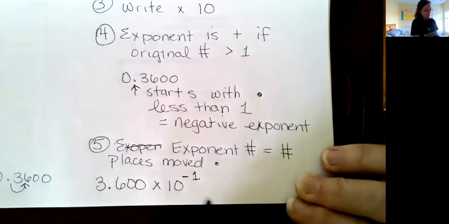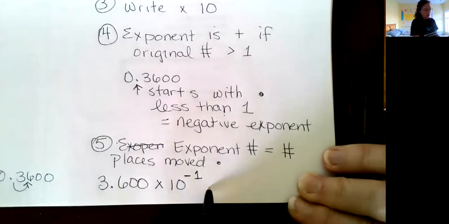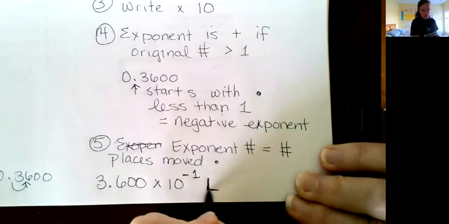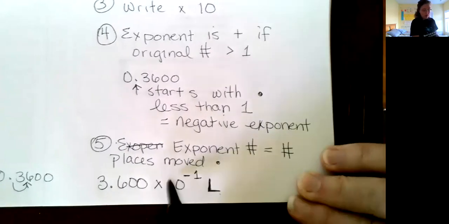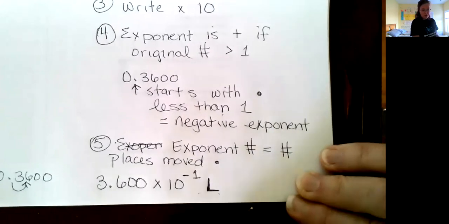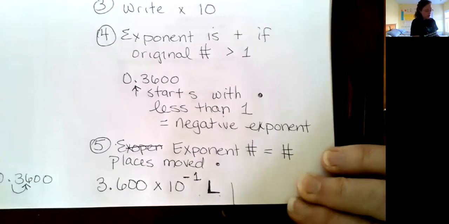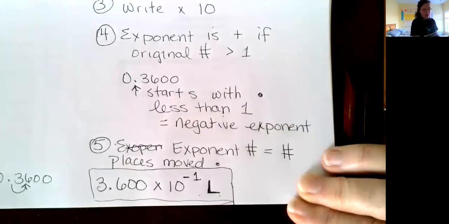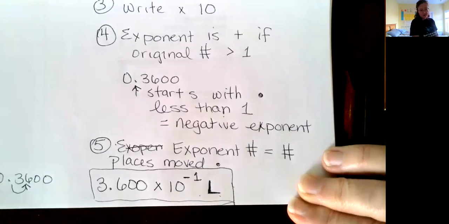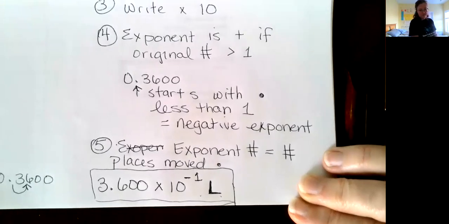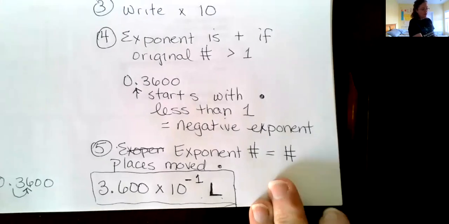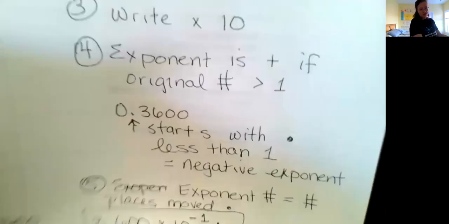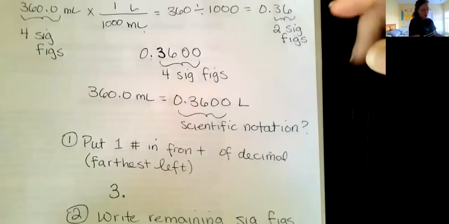Now here's the interesting part. We didn't talk about this before. Now we need to talk about the unit. The unit for this problem was liters. Notice where the unit goes. The unit goes after the times 10 to the negative 1. I'm going to put that in a box because that's what you do for teachers. You put your final answers, especially in math, in a box. Okay, so all kinds of review with this one. It all started with a simple question of how many liters are equal to 360.0 milliliters.